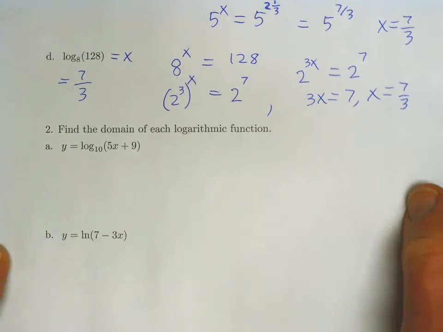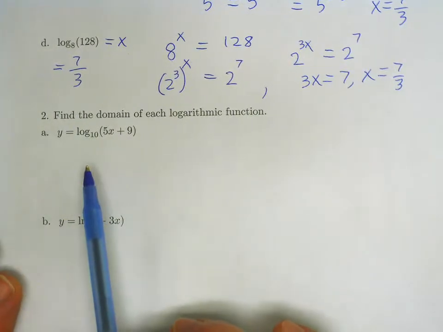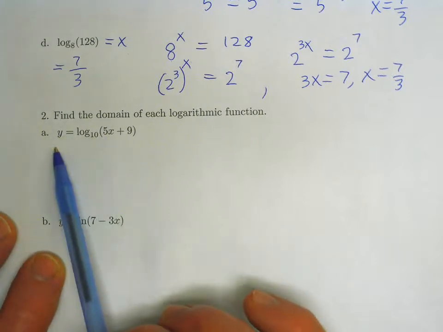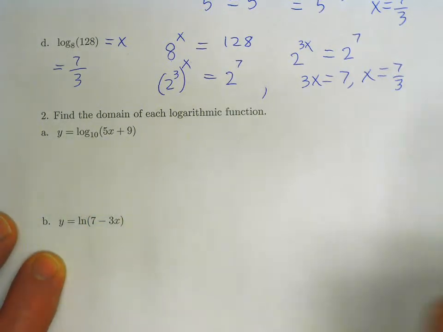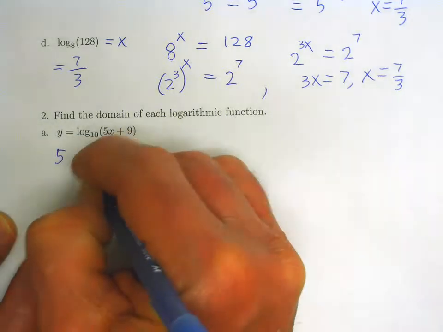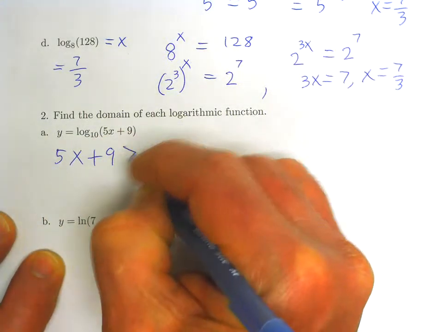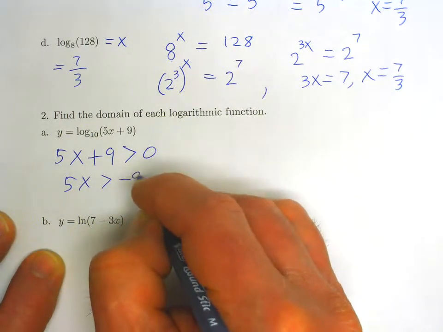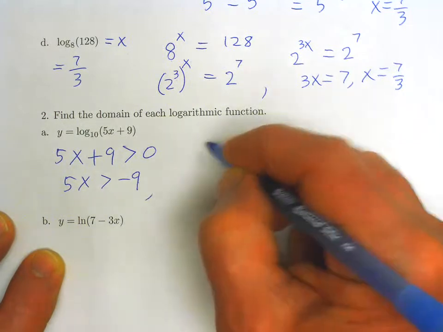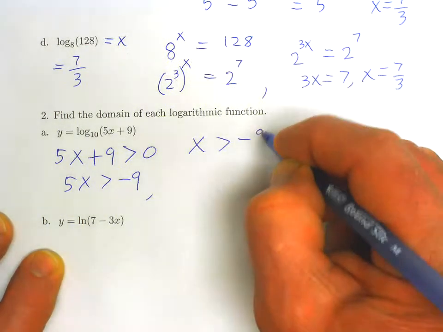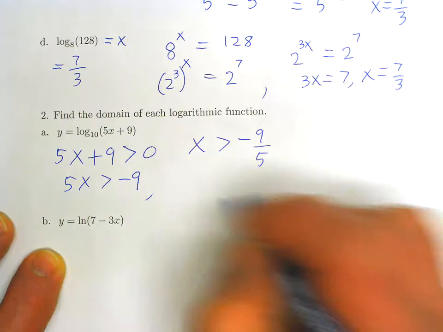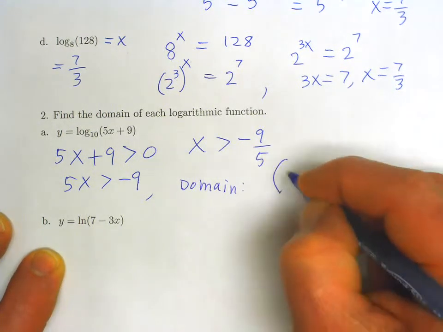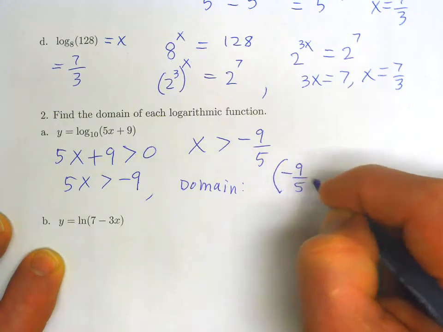Okay, we have a couple of minutes left, and that's enough time to find the domains of these two logarithmic functions. y equals log base 10 of 5x plus 9. So 5x plus 9 has to be positive, which means 5x has to be greater than negative 9, which means x has to be greater than negative 9/5. So the domain in interval notation: parenthesis, negative 9/5, comma, infinity.